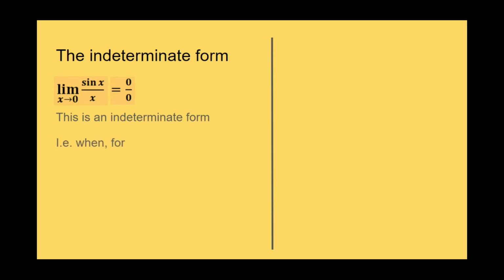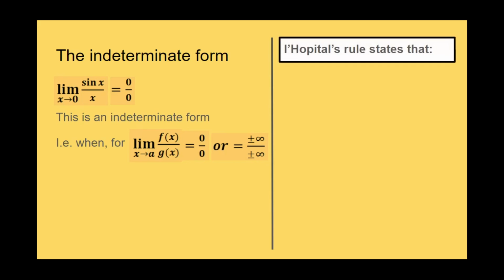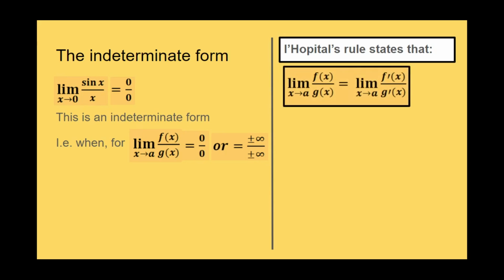Or also when both numerator and denominator are plus or minus infinity. So we can't find the limit using the methods that we've looked at so far. So this is where L'Hopital's rule comes in. His rule states that the limit of a function divided by another function as x tends to a certain limit is the same as the ratio of the derivatives of those functions as x tends to the same value.